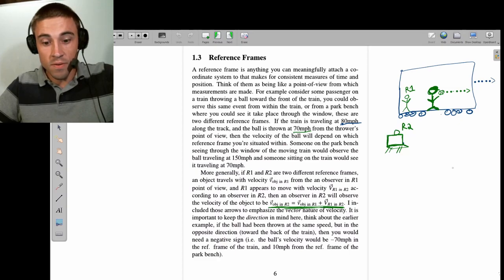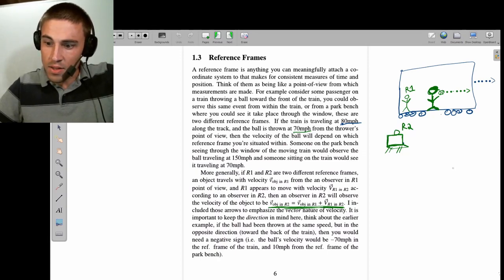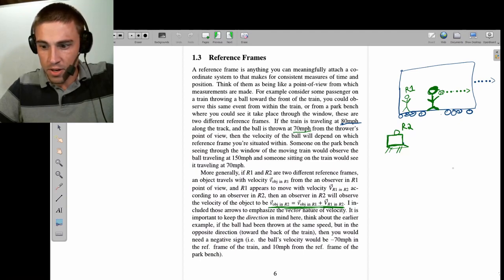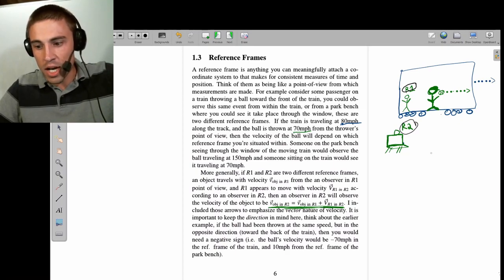So just a bit about reference frames. A reference frame is anything that you can attach a coordinate system to. Let's just consider two reference frames in a specific example here. R1, which is going to be the reference frame of some passenger on a train, and R2 over here is the reference frame of somebody who's sitting outside of the train, off of the tracks, looking at the train. So obviously these are different reference frames because they come with different coordinate systems.